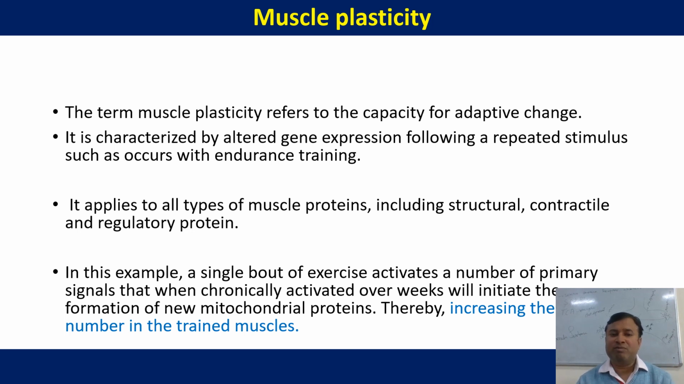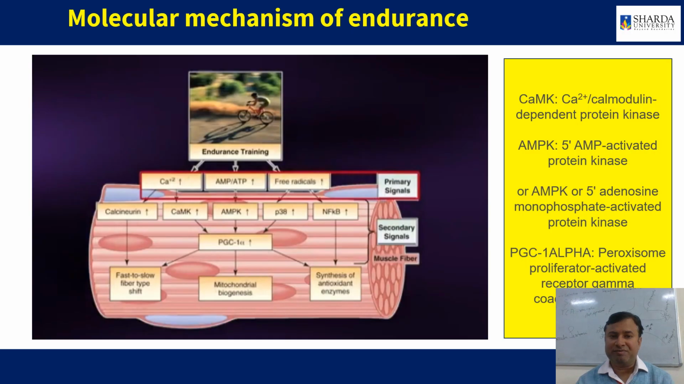A single bout of exercise activates a number of primary signals. And if you are doing exercise over a week, then secondary signals will be activated and different changes occur, like mitochondrial protein synthesis will increase, the number of mitochondria will increase, the number of fibers will increase, the type of the fiber will change, and maximum oxygen uptake and stroke volume will increase. This is the molecular mechanism of endurance.